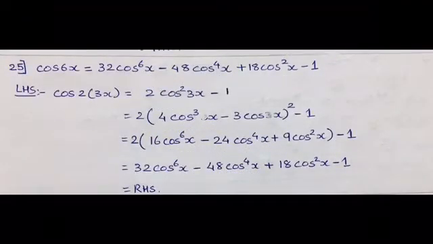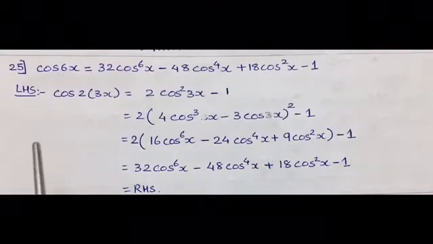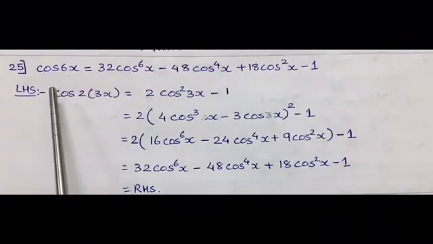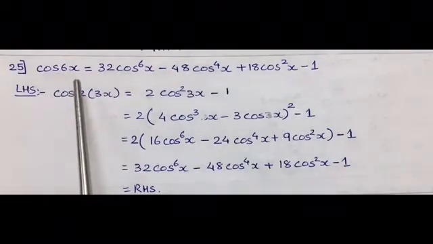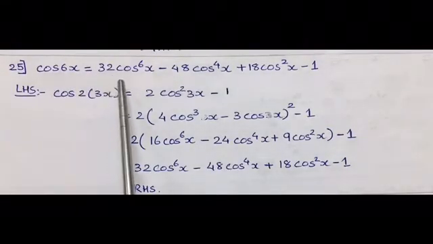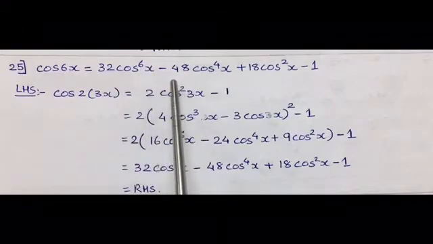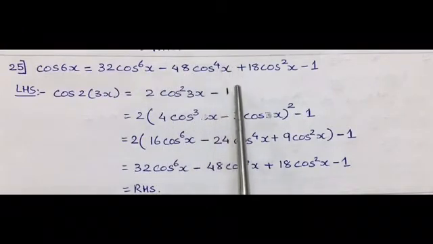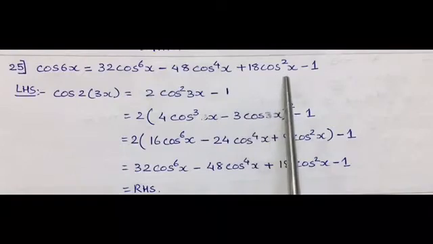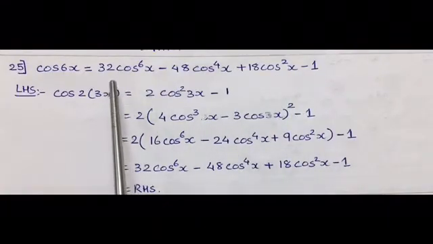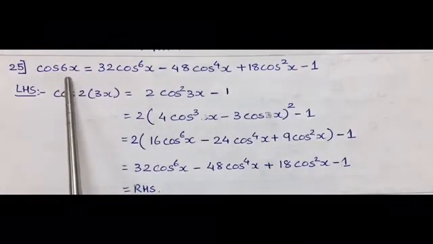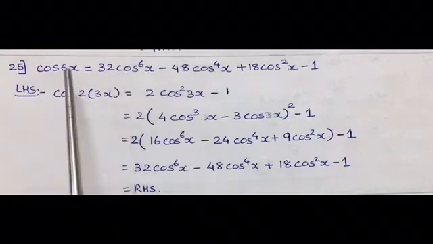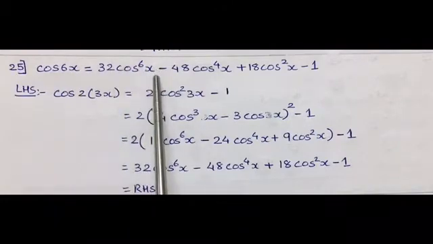25th example is again prove that, and it is given as cos 6x is equal to 32 cos raised to 6 x minus 48 cos raised to 4 x plus 18 cos square x minus 1. This is the RHS which is to be proved. Now if you compare the angle on both sides, 6x is reduced to x.